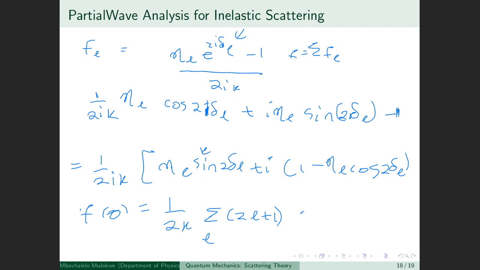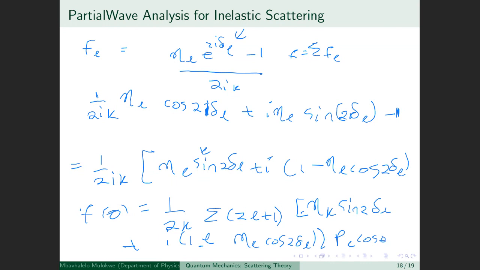Then you plug this in. This is FL, so you get eta k sine 2 delta L plus I1 minus eta L cos 2 delta L. Still have to multiply this by PL of cos theta. This gives you, and then once you square this, this will give you the total cross section for the inelastic case.